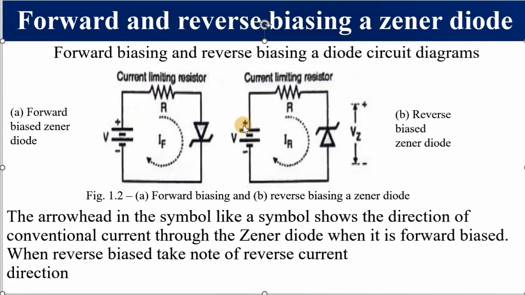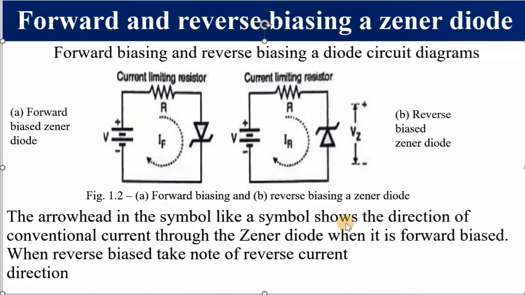So we say, because the positive terminal is connected to the cathode and the negative terminal to the anode, our diode is reverse biased. Please take note of the direction of flow of current. It is in this direction when the Zener diode is reverse biased.